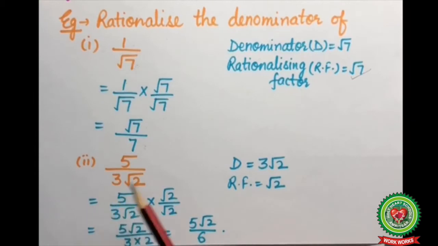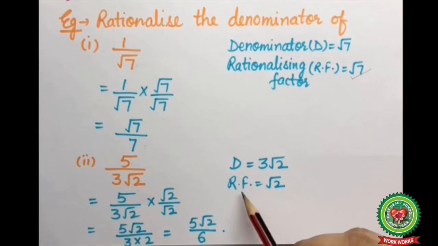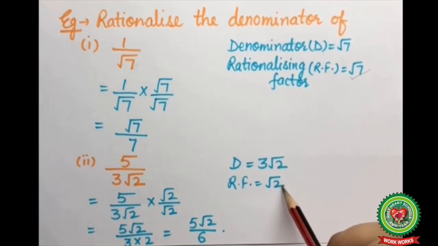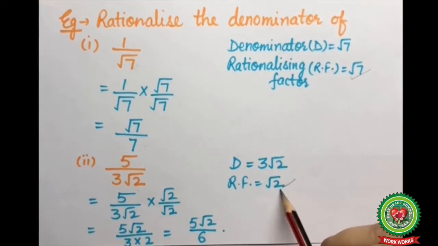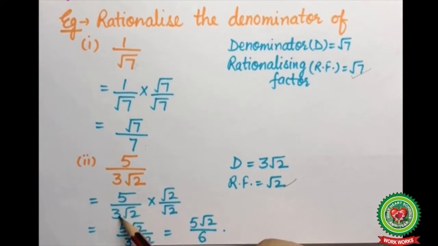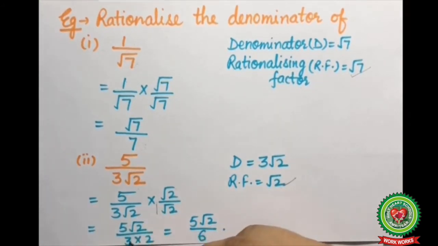The next example is 5 upon 3 under root 2. Now in the denominator we see that we have 3 under root 2. So the RF, that is the rationalizing factor of 3 under root 2, will be under root 2, not 3 under root 2. The smallest number by which 3 under root 2 will be multiplied to get a rational number is under root 2. So by rationalizing, we'll get 5 upon 3 under root 2 into under root 2 upon under root 2. So 5 into under root 2 will be 5 under root 2. Now 3 will get multiplied with 1, so it will be 3. And under root 2 into under root 2 will be 2. So we'll get the answer as 5 under root 2 upon 6.